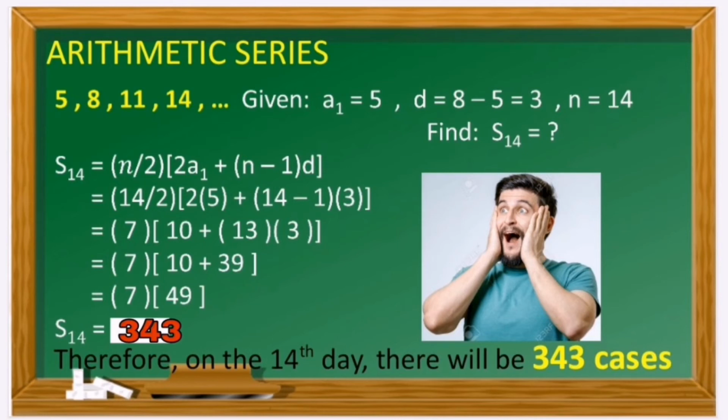14 over 2 gives us 7, right? Meanwhile, 2 times 5 gives us a 10. 14 minus 1 is equal to 13 multiplied by 3. 7 times the quantity of 10 plus, we obtain 39 from the product of 13 and 3, giving us 7 times the quantity of 10 plus 39, where 10 plus 39 is equal to 49 multiplied by 7. S sub 14 now is equal to 343.